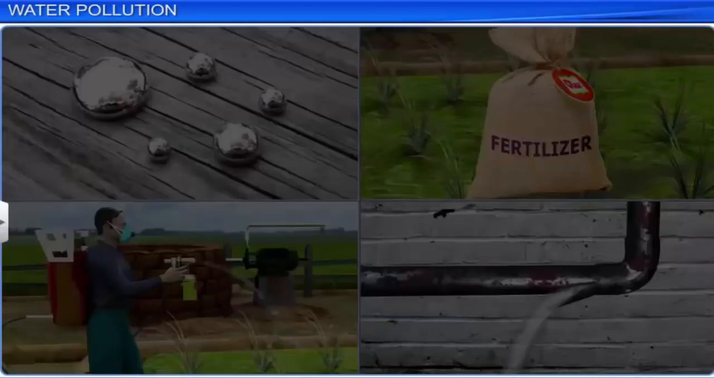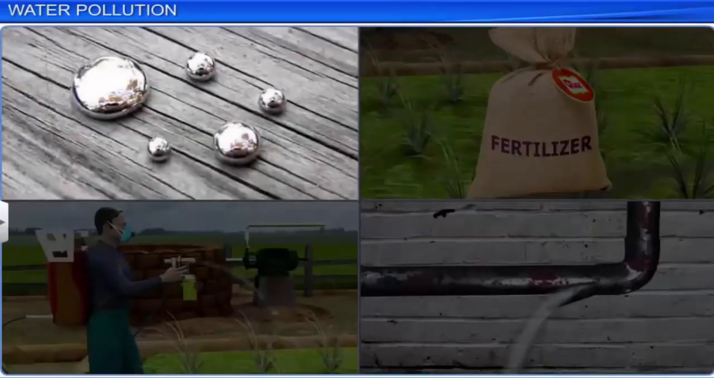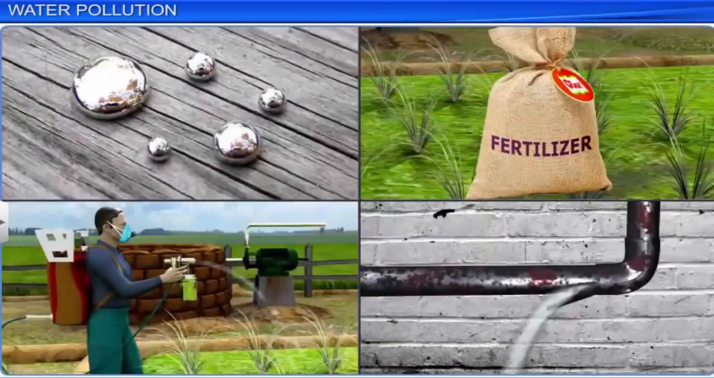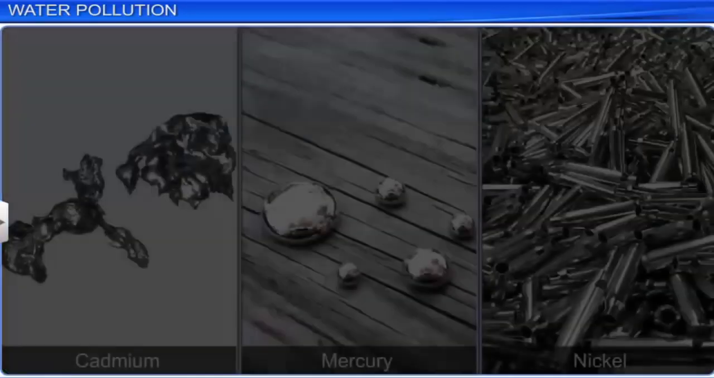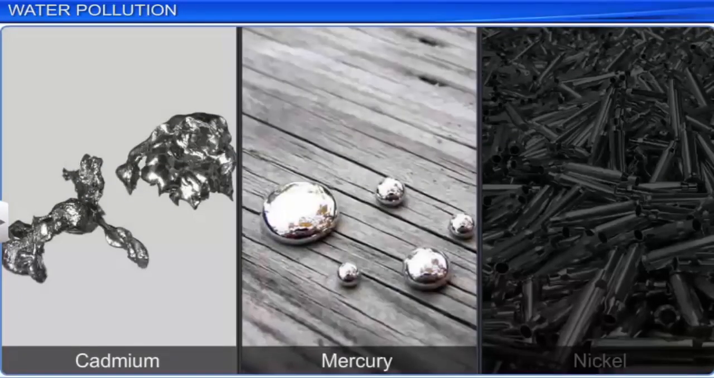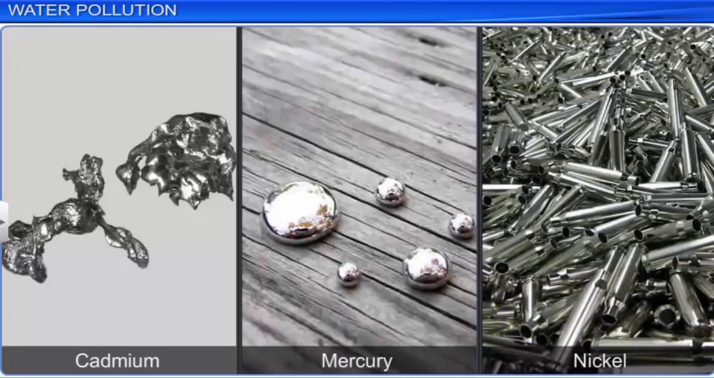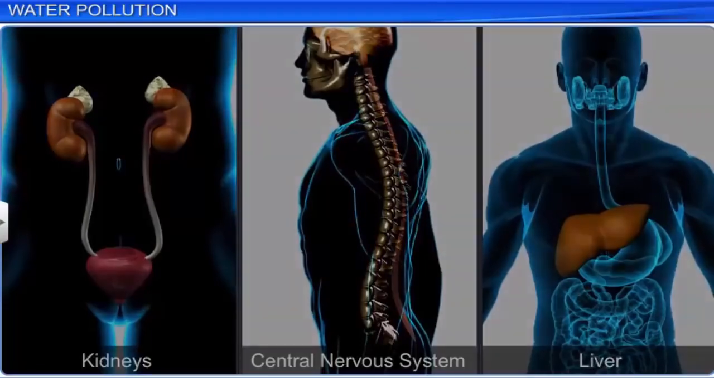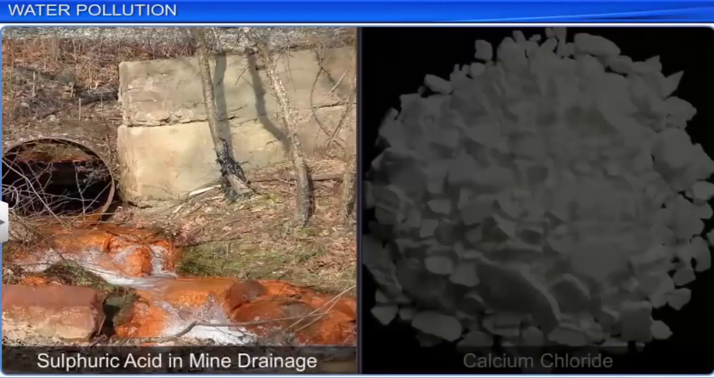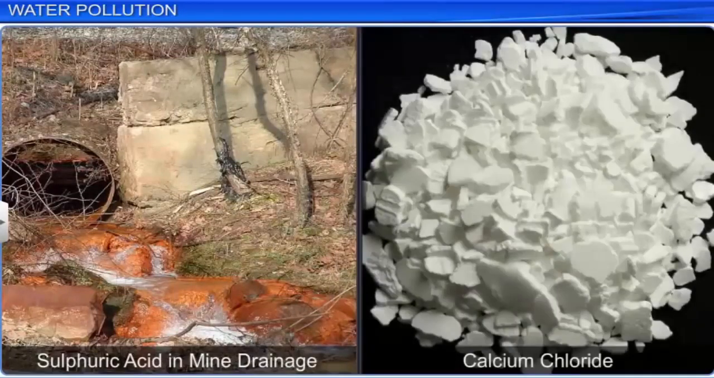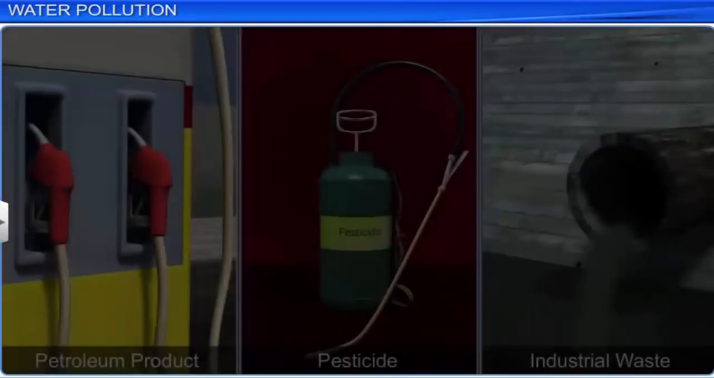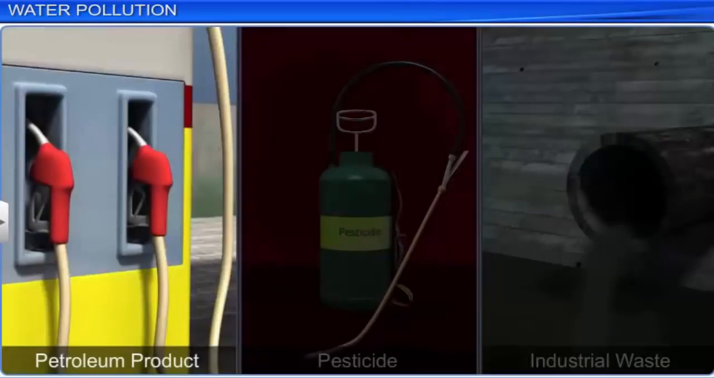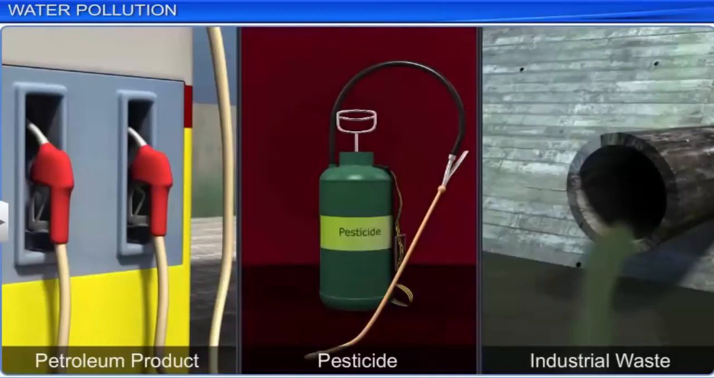Another major cause of water pollution is chemical pollutants like heavy metals, fertilizers, pesticides, and some harmful elements. Heavy metals such as cadmium, mercury, and nickel are water soluble, and the human body cannot excrete them once they get in. These metals damage the kidneys, the central nervous system, and the liver. Acids from mine drainage such as sulfuric acid and salts like sodium and calcium chloride are also water-soluble chemical pollutants. Apart from these inorganic chemicals, organic chemicals like petroleum products, pesticides, and industrial chemicals also add to water pollution.